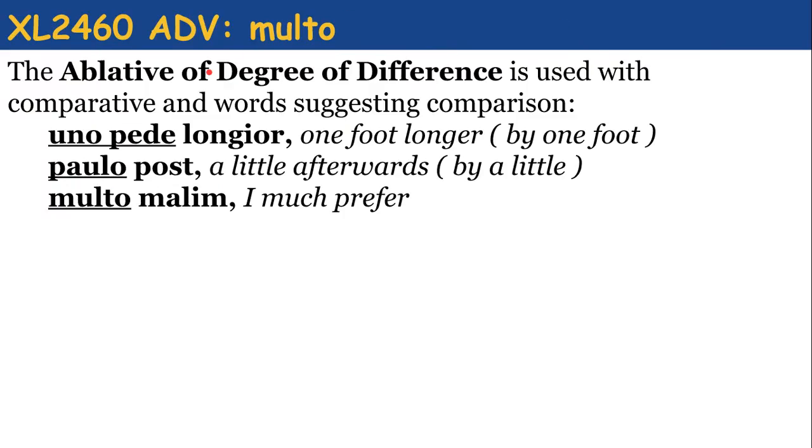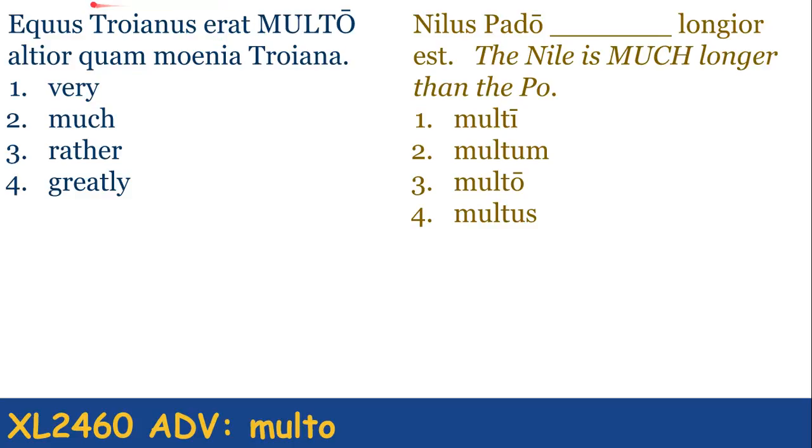Multo, called the ablative of degree of difference. When you have a comparative, you can use another ablative, not as a comparative phrase, but almost as an adverb. One foot longer than one foot, a little after, a little more. I would much more prefer it. And those you kind of see. So therefore, this one is much taller. The river Nile is longer than the Padus by much. Ablative.